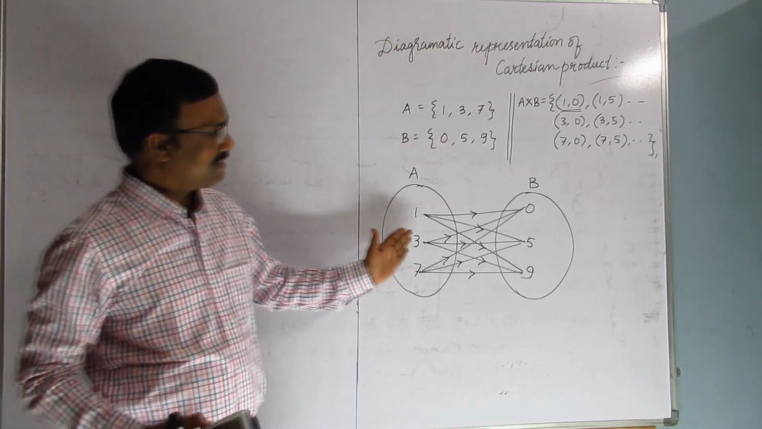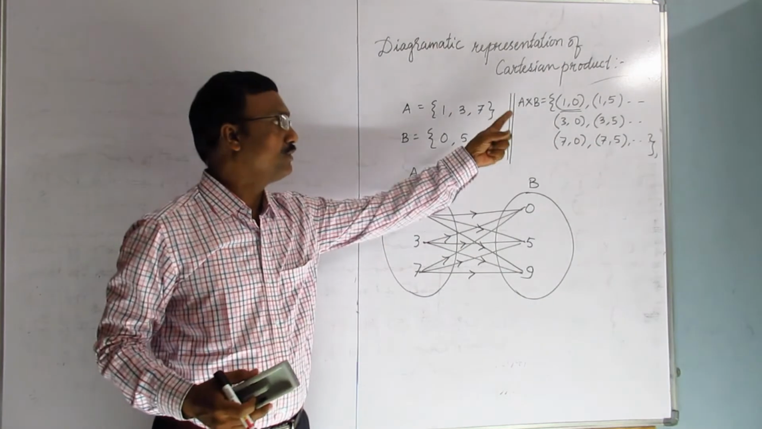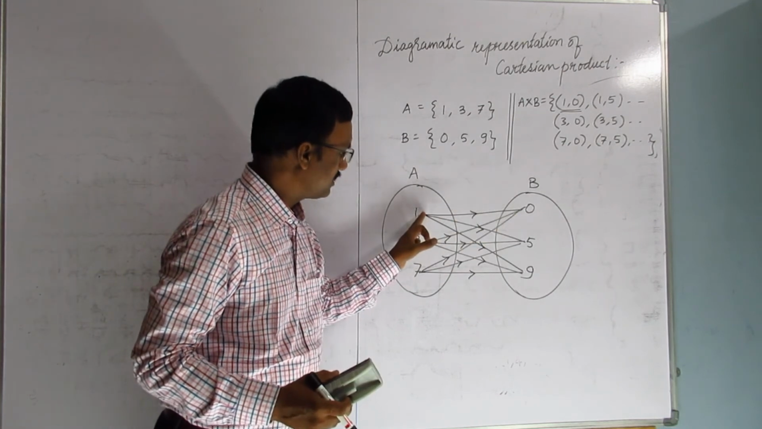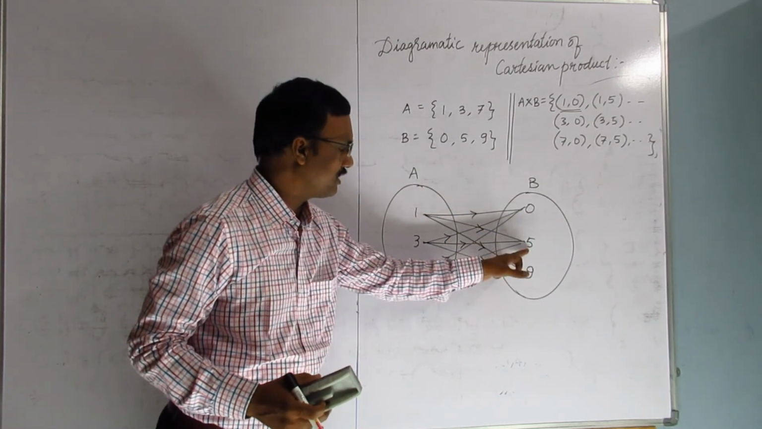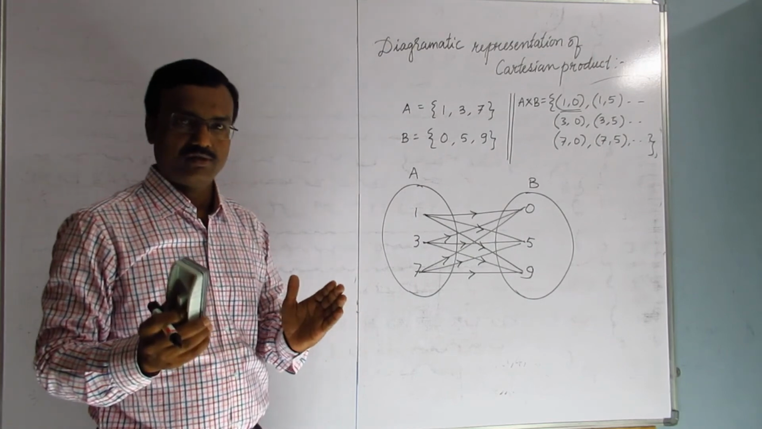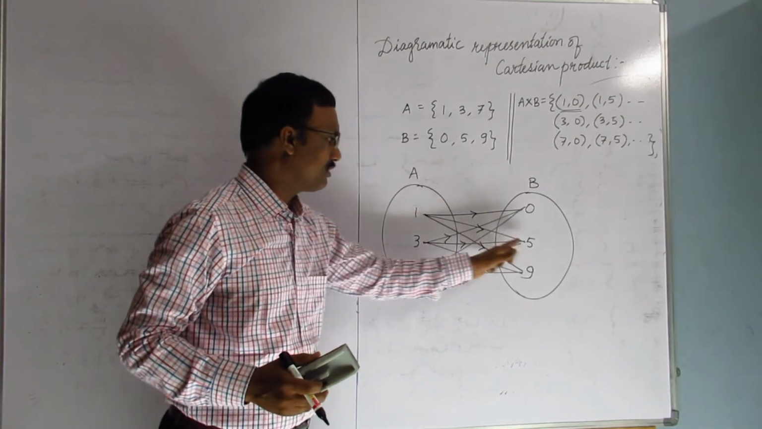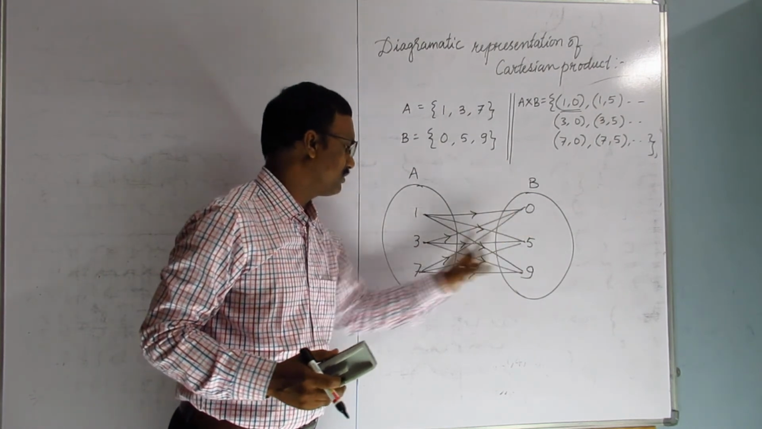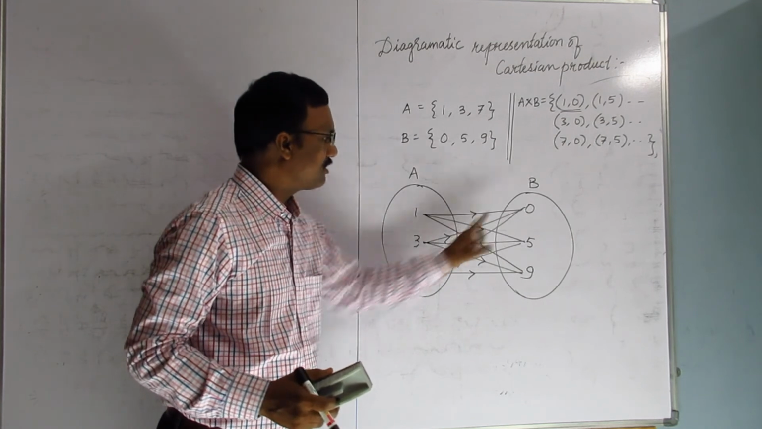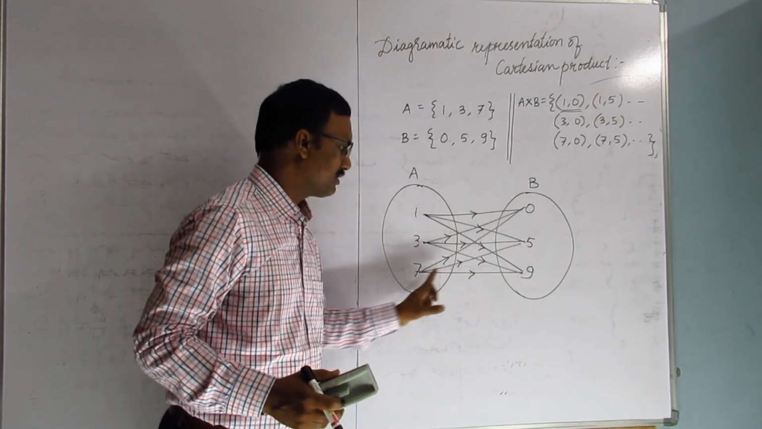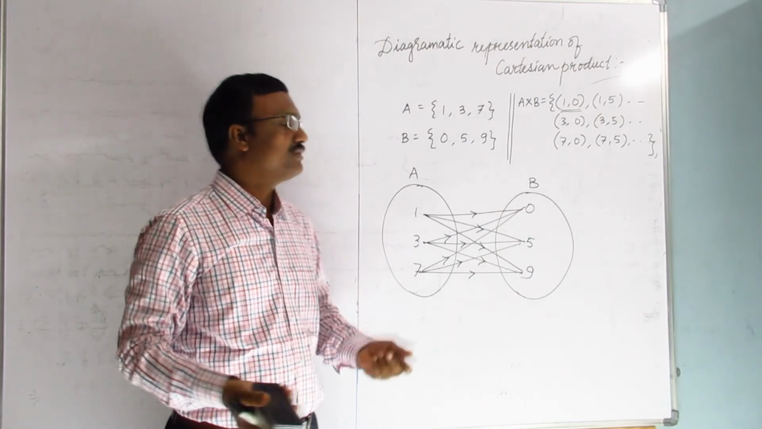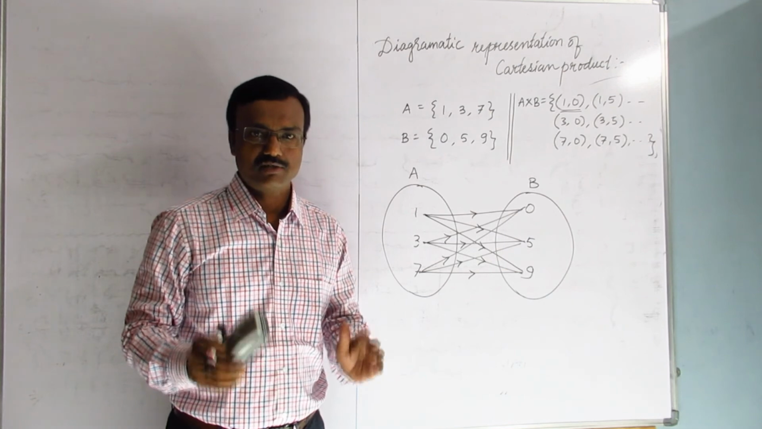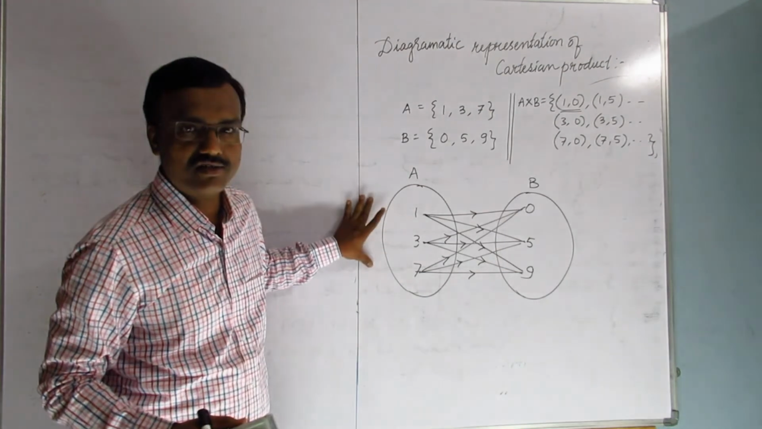So this diagrammatic representation expresses all the elements shown over there. Like 1 is connected to 0, 1 is connected to 9, 1 is connected to 5. So the corresponding ordered pairs are (1, 0), (1, 5), (1, 9). Then (3, 0), (3, 5), (3, 9), then (7, 0), (7, 5), (7, 9). The same thing we can show here diagrammatically. So this is the diagrammatic representation of Cartesian product. So this is also a Cartesian product.